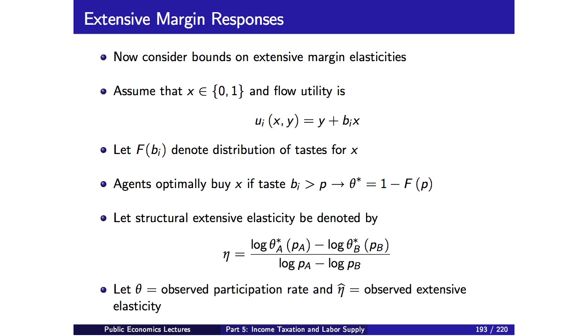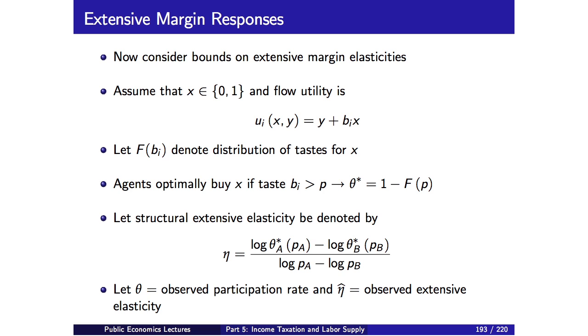So this is what would happen in the frictionless case where everybody's optimizing. And then analogously, let's let theta denote the actual fraction of people who buy or who start working when the EITC changes and so forth, and eta hat denote the observed extensive margin elasticity.